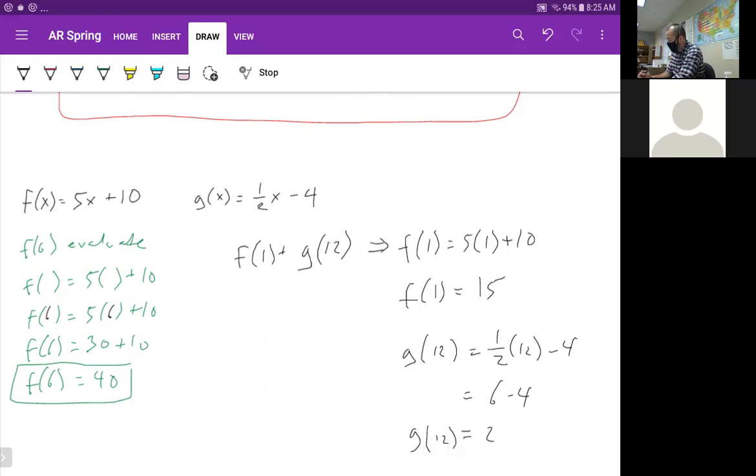Okay, so that's what I use here. This f of 1 is 15, so 15 here. G of 12 is 2, so 2 here. So f of 1 plus g of 12 is 17. You do a similar thing when you do subtracting. Might as well show an example of that.